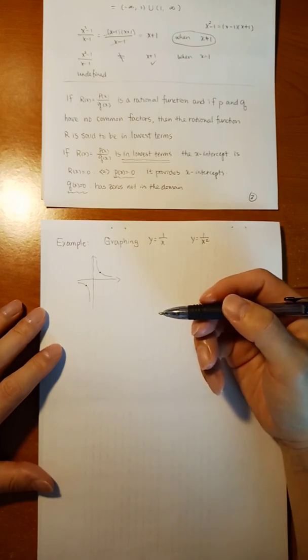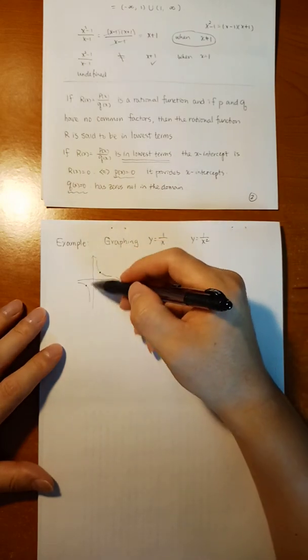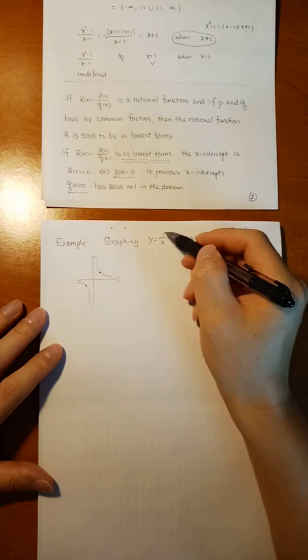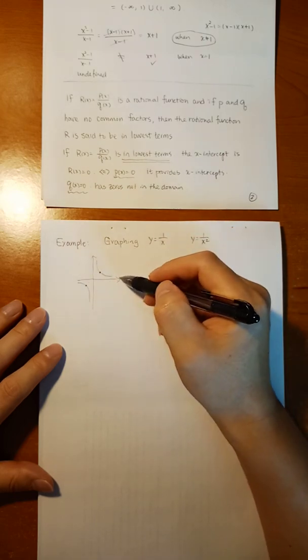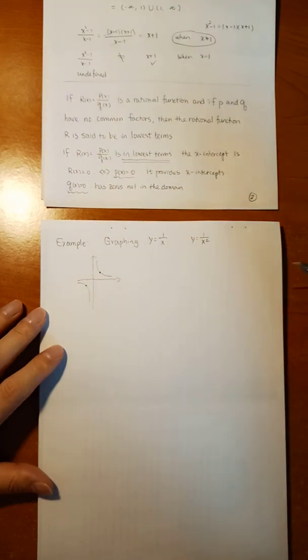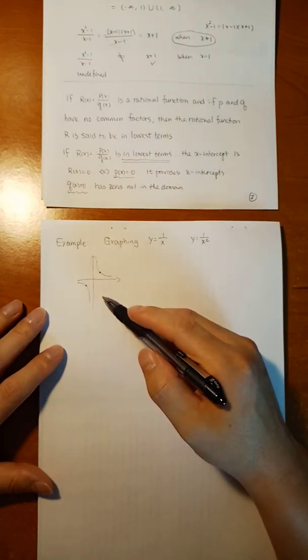There's no definition at 0, so there's no y-intercept, and the numerator is never 0. So it has no x-intercept, no intercept at all. So this is y equal to 1 over x.